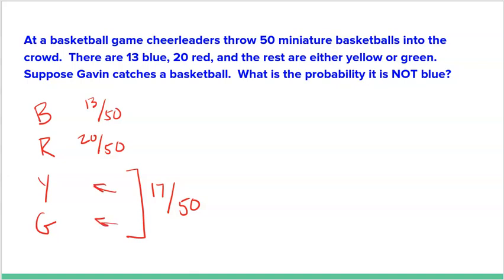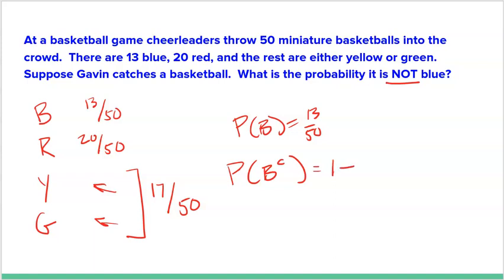But the question says, what's the probability of not blue? Well, the probability of getting blue is 13 out of 50. So that means the probability of the complement, not getting blue, remember we put that little C there for complement, would be 1 minus 13 out of 50, and that would be 37 out of 50.